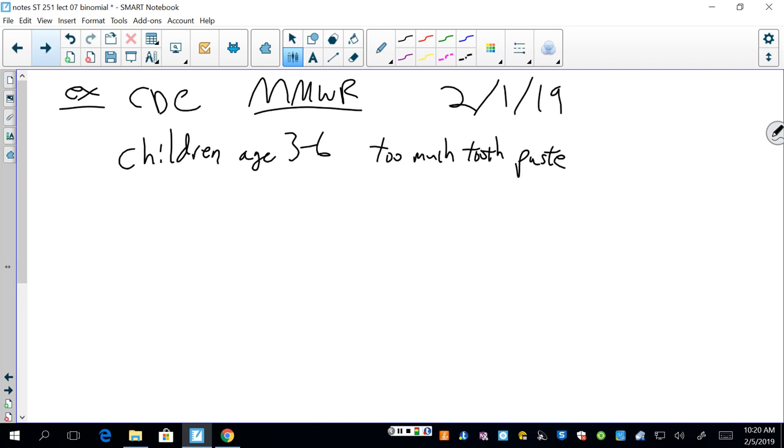So this breaks it down by a number of race ethnicity groups, by age groups. But it said there's a survey, a study of 5,057 children in all. And the rate at which they're using too much toothpaste in this age group is about 38%.